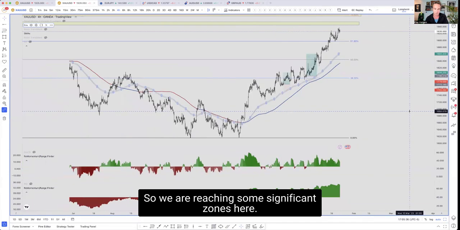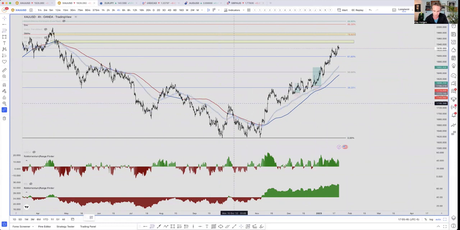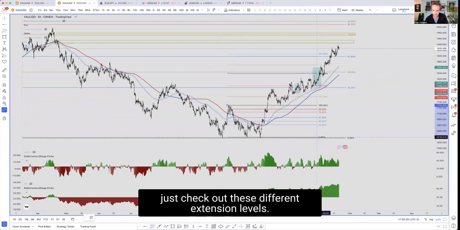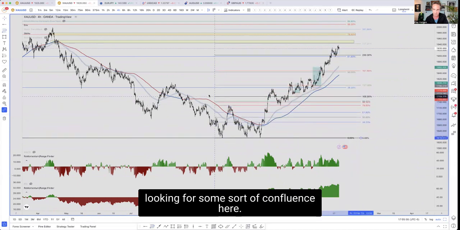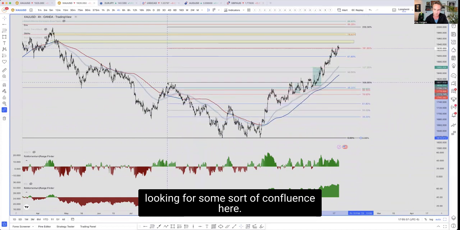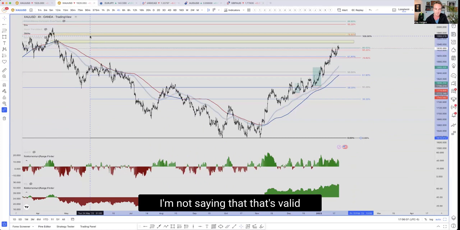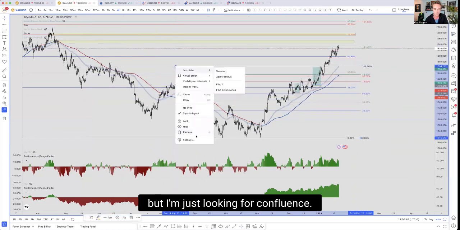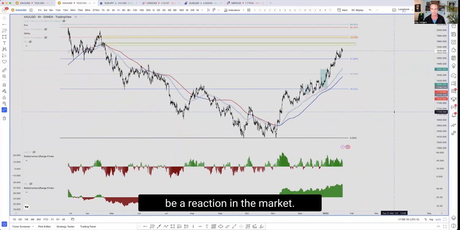So we are reaching some significant zones here. And so what I would do next is just check out these different extension levels. The reason I'm doing that is I'm looking for some sort of confluence here. Now, interestingly enough, we're at the 161.8 of that previous move. I'm not saying that that's valid, but I'm just looking for confluence. By confluence, I mean areas where things start to line up. It's like, oh, okay, this is a hot spot. This is an area where there might be a reaction in the market.